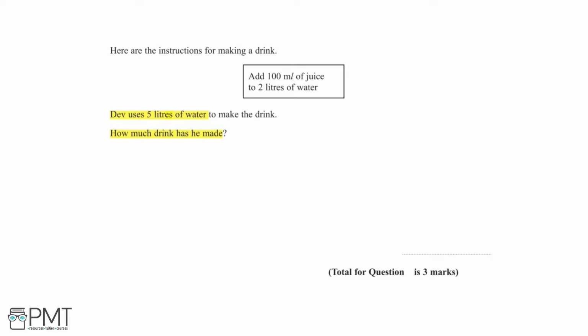Now here's where we need to be careful of units. The quantity for the juice is given in milliliters, whereas the quantity for the water is given in liters. So let's convert from liters into milliliters. 2 liters is equal to 2000 milliliters. So we can see that the amount of drink that these instructions make is equal to 100 plus 2000, which is equal to 2100 milliliters.